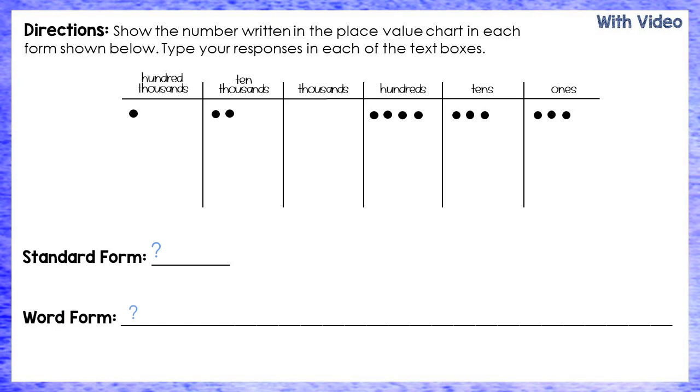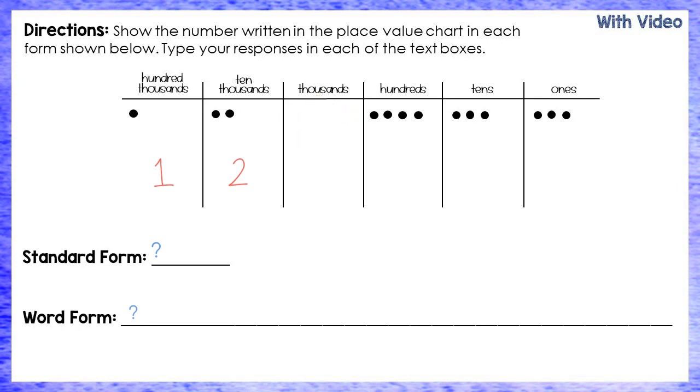All right, now we're going to do this again a little bit faster. We're going to figure out the standard form. So remember, for standard form, when we're looking at a place value chart, we ask ourselves, how many are in each place? So let's start in the hundred thousands. How many hundred thousands are there? There is 1 hundred thousand. How many 10,000s are there? There are 2 10,000s.